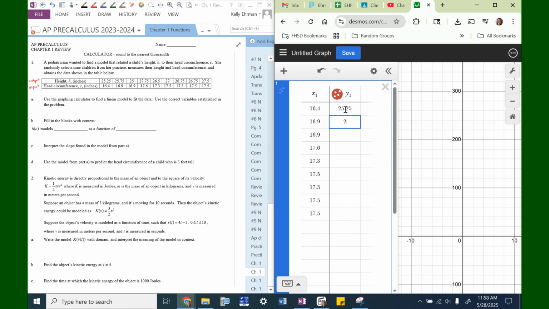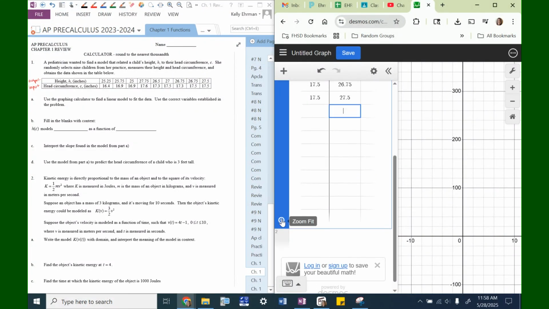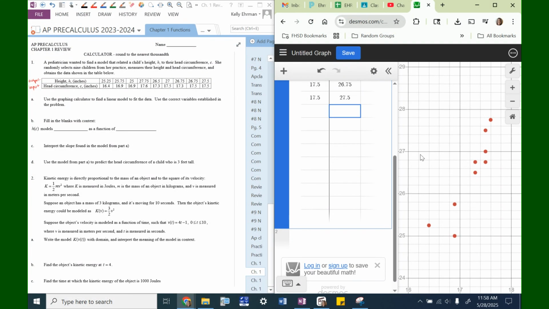Okay, now 25.25, 25.75, 25, 27.75, 26.5, 27, 26.75, 26.75, 27.5. Doing a quick scan of these to see if they seem correct. I do this on my graphing calculator too if I'm doing it that way. Remember, we can zoom fit. So here's that scattering of data.